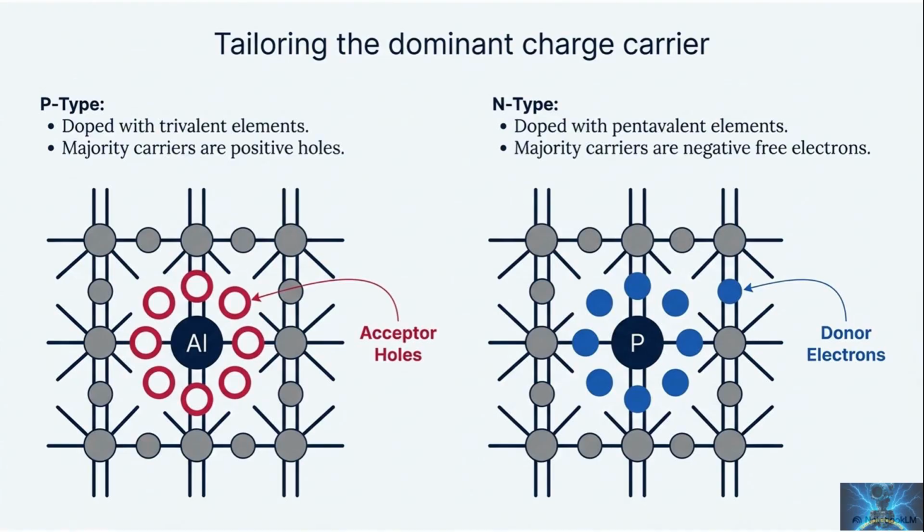Tailoring the dominant charge carrier: P-type material is made by doping silicon with trivalent elements.